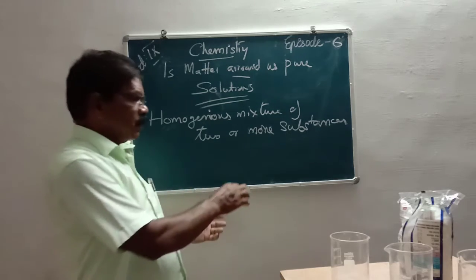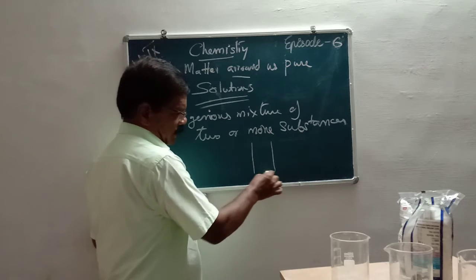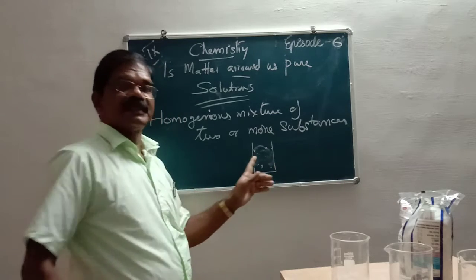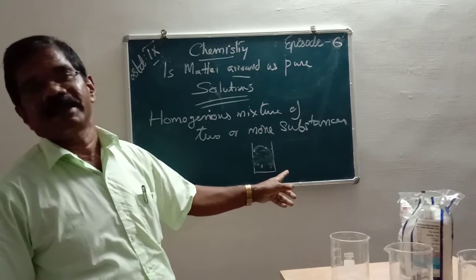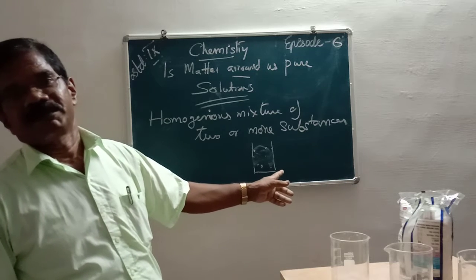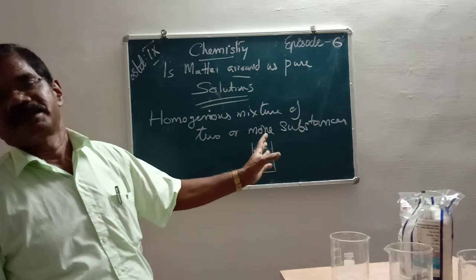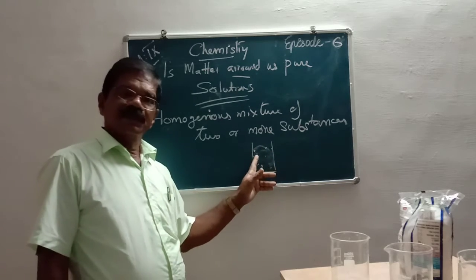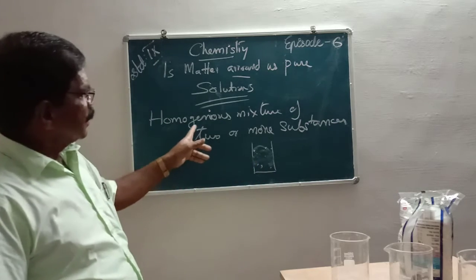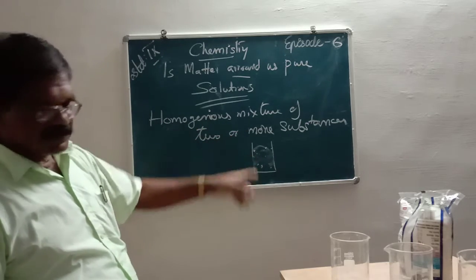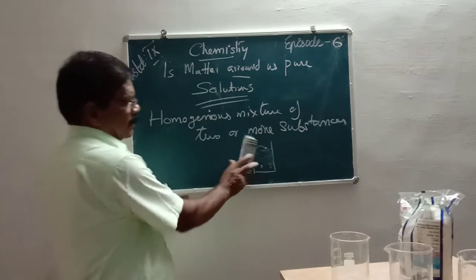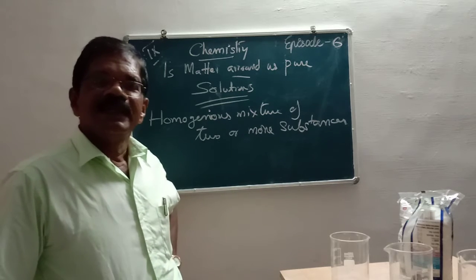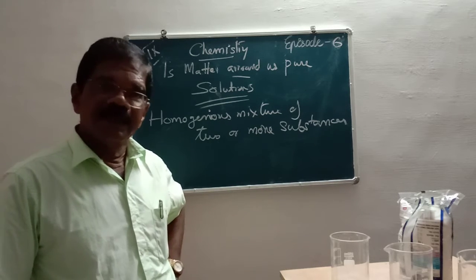If we take a glass of salt water, in every corner it shows the same property. Identical, the particles are evenly distributed. What is evenly distributed? Same distribution. Particles are the same in every part of the solution. That is a solution: a homogeneous mixture of two or more substances. In our common use, upon hearing the word solution, we think that a solution is in liquid form only. No, it is not correct.